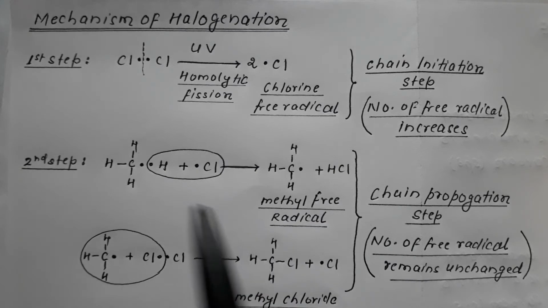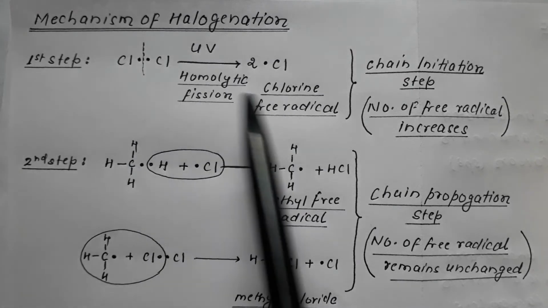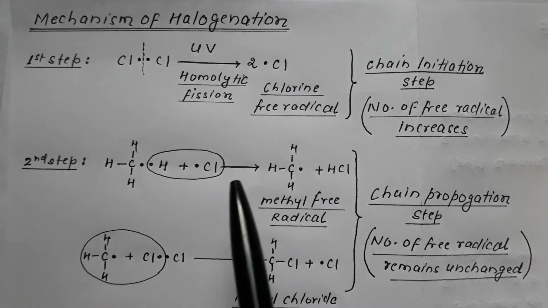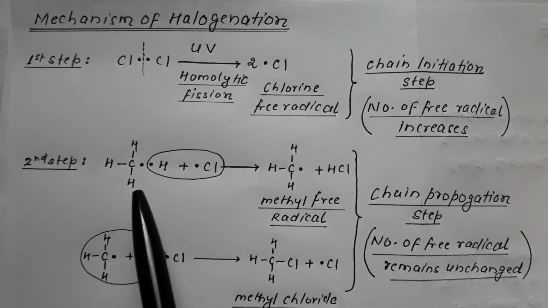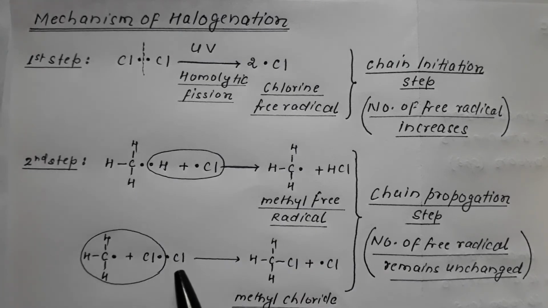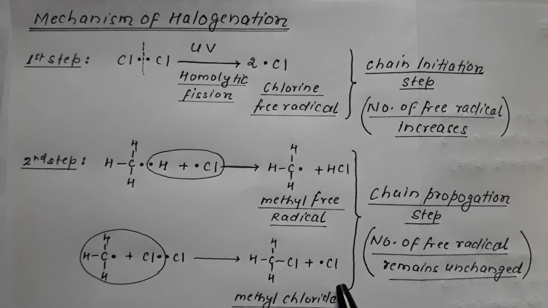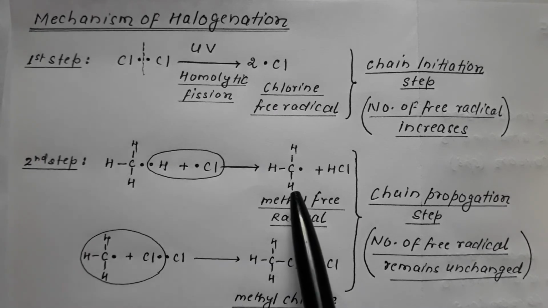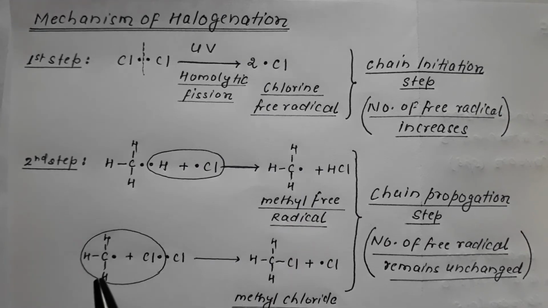So what happens? In the first step, chlorine free radical is formed. Then the chlorine free radical attacks the methane, forming methyl free radical. Methyl free radical attacks the chlorine, gets the product, and a chlorine free radical is left over. Again, chlorine free radical attacks the alkane molecule, converting it into alkyl free radical. Alkyl free radical reacts with chlorine to form the product, and again chlorine free radical is left over, and therefore this reaction continues. Therefore it is termed a cyclic process.